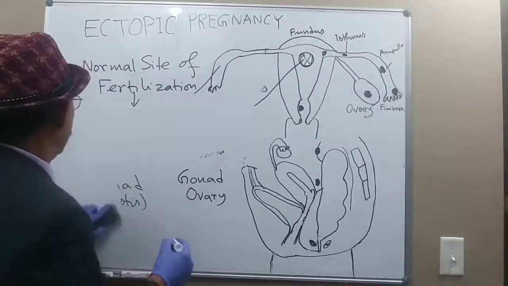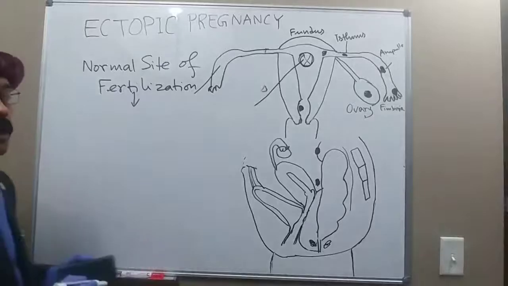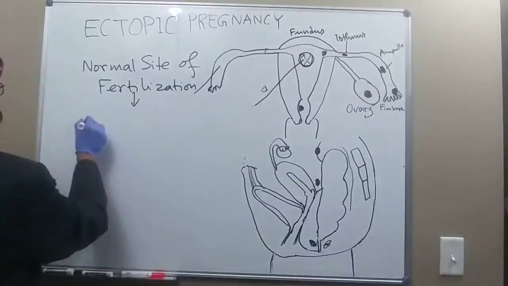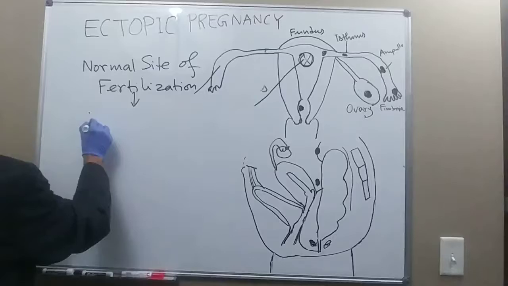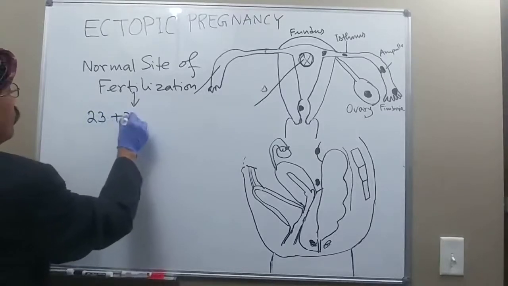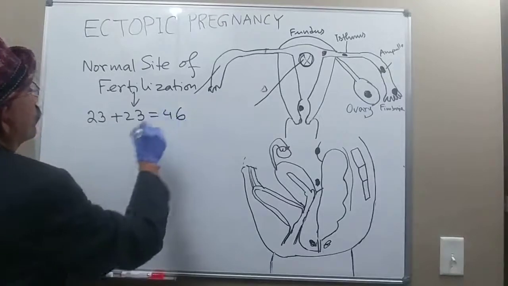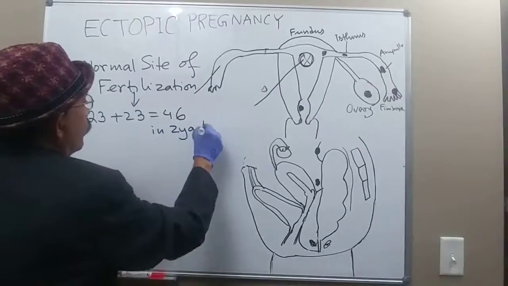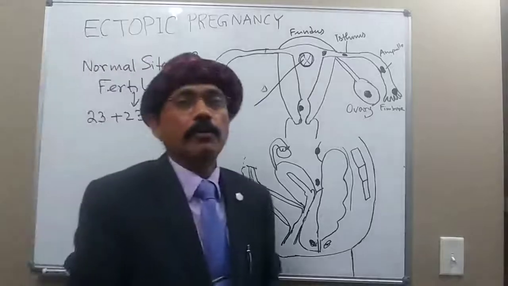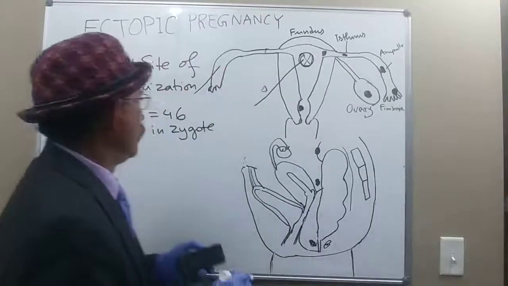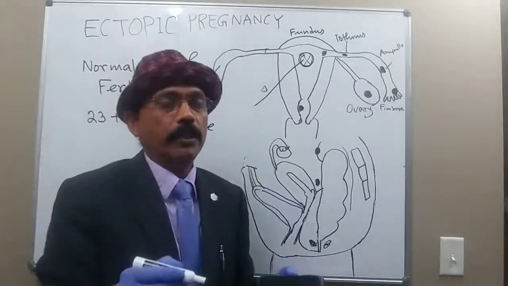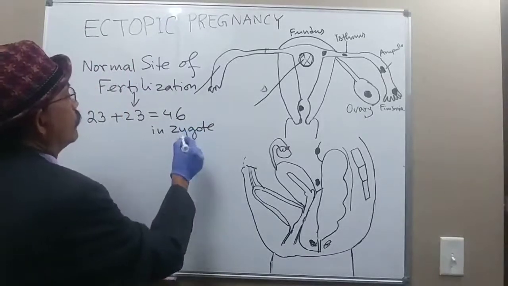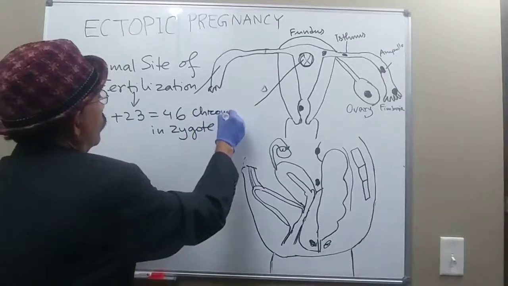Okay, so these gametes, the spermatozoa and the ovum, have 23 chromosomes each. Male and female gametes have 23 plus 23 chromosomes, so we get 46 chromosomes in the zygote. What is the zygote? The zygote is the product of fertilization. The union of the sperm and ovum leads to the formation of the zygote, which has 46 chromosomes.